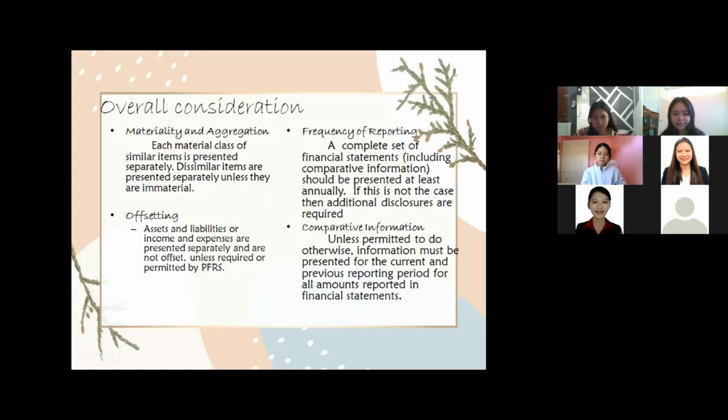Frequency of reporting: a complete set of financial statement, including comparative information, should be presented at least annually. If this is not the case, then additional disclosures are required. Sa comparative information, unless permitted to do otherwise, information must be presented for the current and previous reporting period for all amounts reported in financial statement.